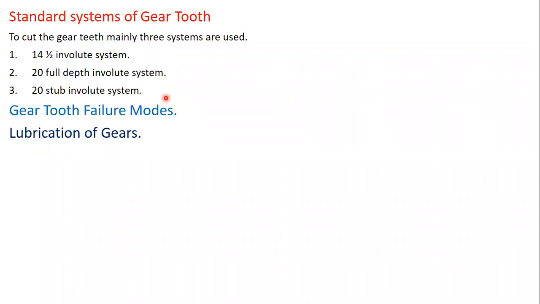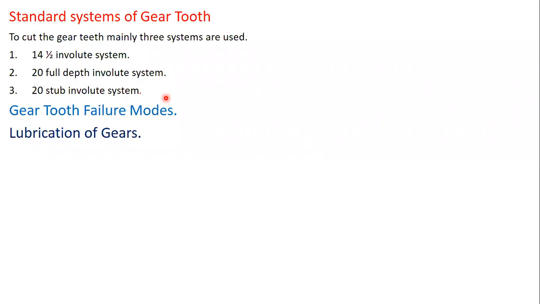And the second one is corrosive wear. As we know, corrosion is a failure due to the chemical reaction which takes place on the gear tooth surface. Whatever chemical reaction takes place, that we are going to call corrosive wear.